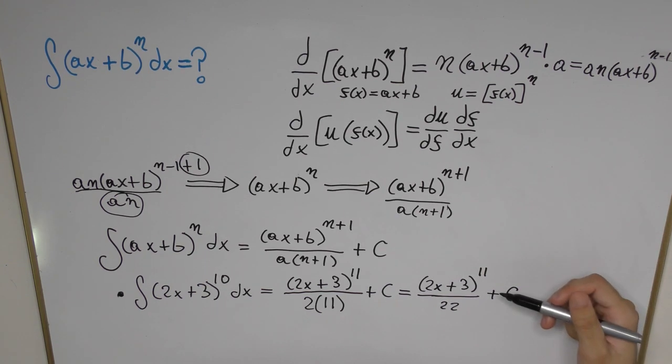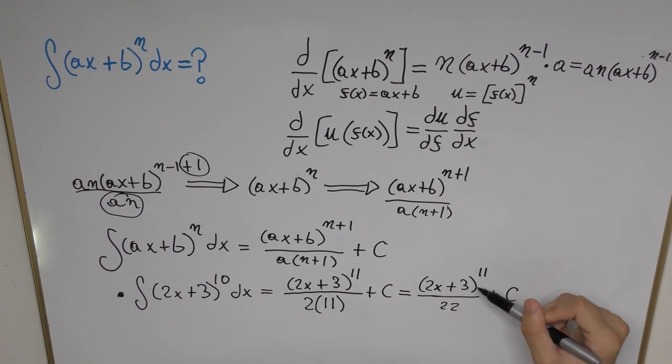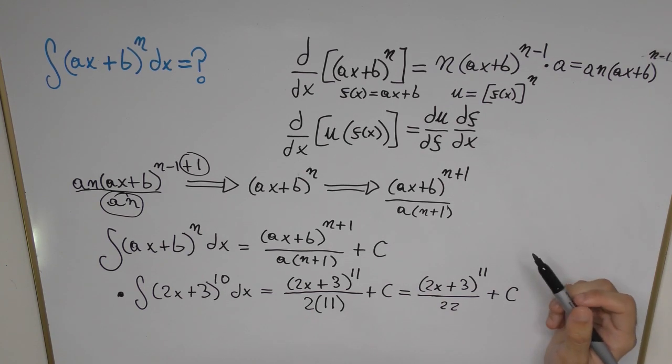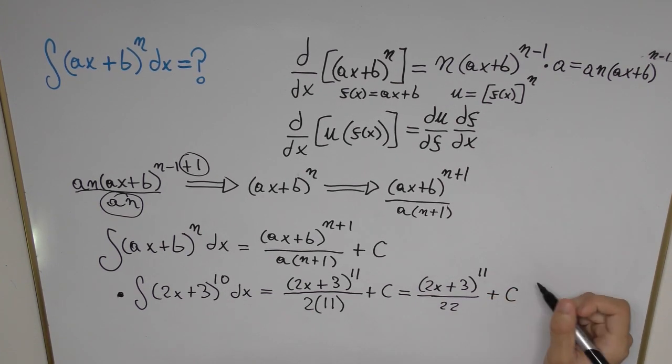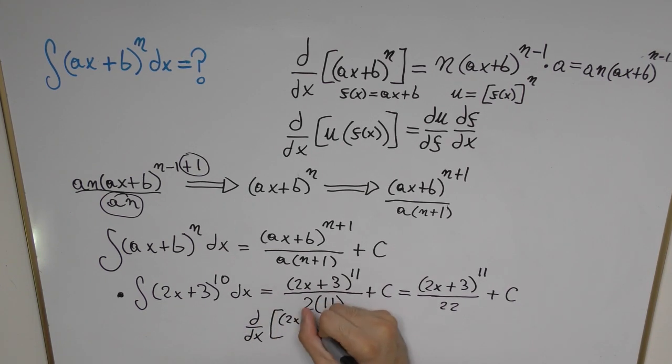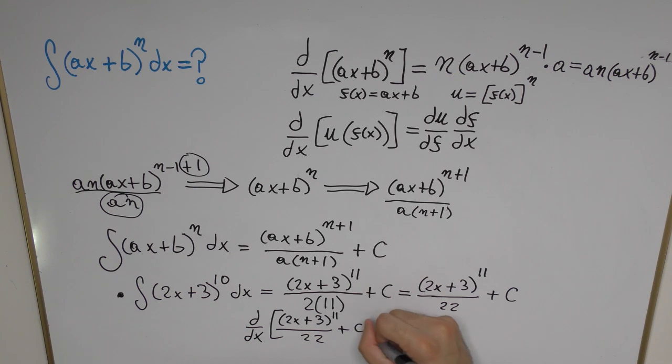And now if we wanted to check whether that answer is correct or not, we can do what we always do with integrals. We can differentiate the final answer and see if we get back to the original function. So now let's apply the derivative to this whole thing. So let's write it down over here: d over dx of 2x plus 3 to the power of 11, divided by 22, plus c.